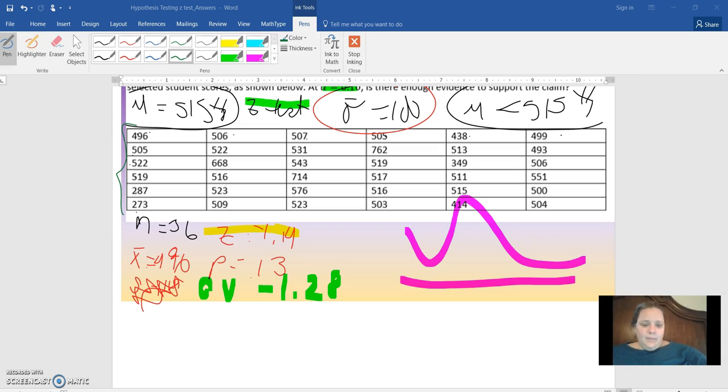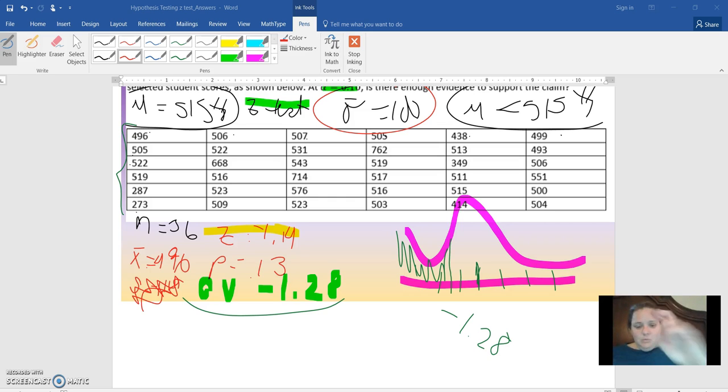Alright, I'm going to draw this guy, mean, 1, 2, 3, 1, 2, 3. Alright, negative 1.28 happens like here, and it's shaded. Alright, we're going to figure out negative 1.14. So negative 1.14 is here. And it's in the white. And so since it's in the white, we're going to accept the H0. Okay, we're going to accept the null.